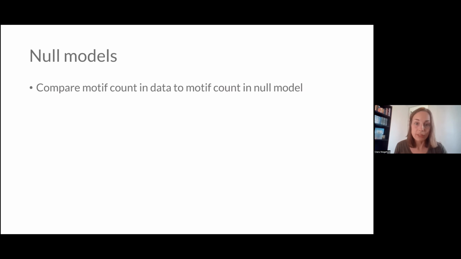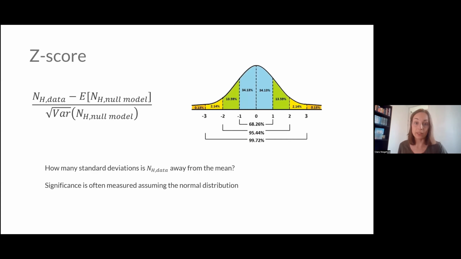So what people often do is they compare the subgraph count in a specific network data set to the subgraph count in a random graph model, which is also sometimes called a null model. So you have a network data set where you count 250 triangles, for example, and then you make random graph models that should be somewhat similar to your data, and then you can again count how many triangles we see in these generated random graphs.